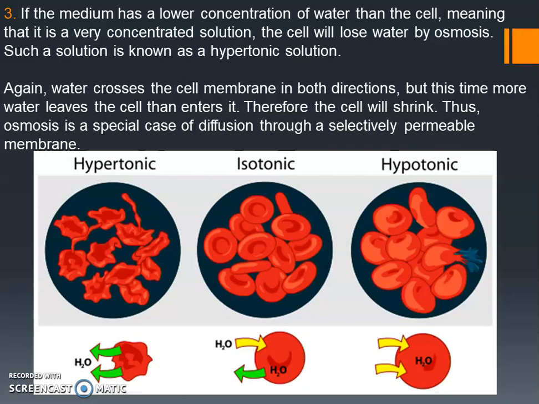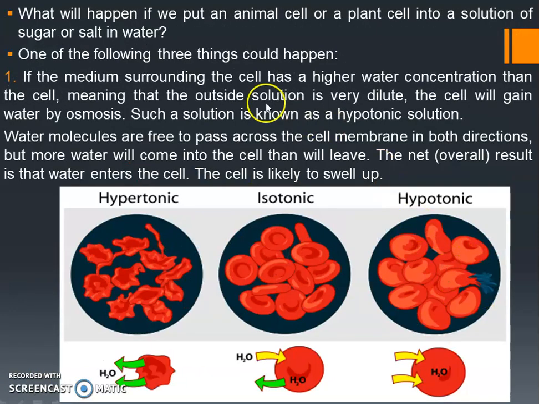ചുരുങ്ങിപ്പോകും. Thus osmosis is a special case of diffusion through a selectively permeable membrane. So osmosis എന്ന് പറയുന്നത് it is a movement of water molecule from higher concentration to lower concentration. Okay children, so I hope you are clear with this. Don't confuse this hypotonic, isotonic and hypertonic. It is easy. When are they speaking about this hypertonic, hypotonic and isotonic? When we put an animal cell or a plant cell into a solution of sugar or salt and water.